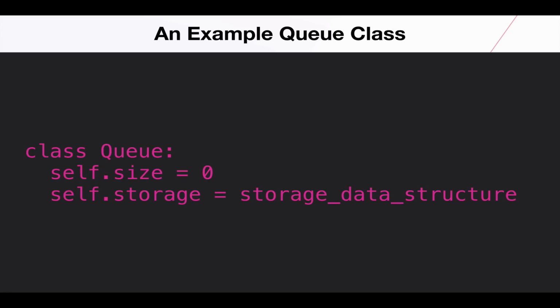If we were to look at an example queue class, we might have a size counter on the queue, mostly just for convenience, so that it's easy to always know how many items we have in our queue at any point in time. Additionally, we will need some sort of underlying data structure that's actually going to store the elements in our queue, and that will make it easy for us to facilitate the FIFO ordering that we're trying to achieve.